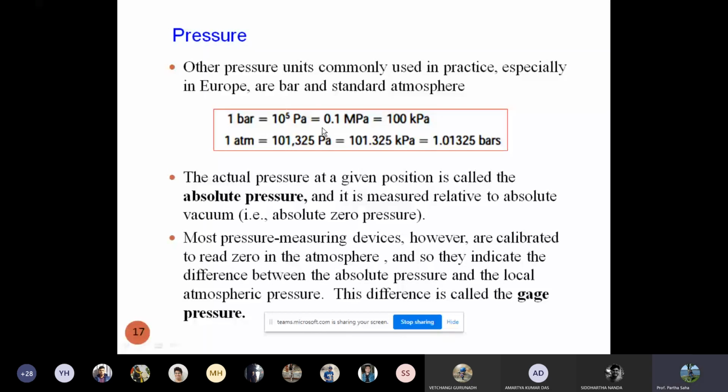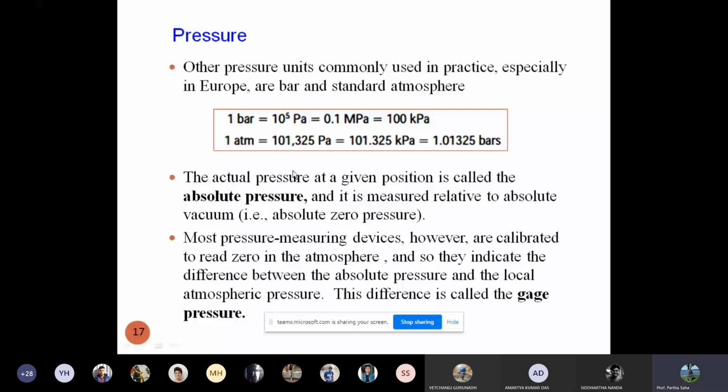Now, 1 atmospheric pressure is 101,325 Pascal, that is, 101.325 kilopascal, which is close to 1 bar. That's why I say 1 bar is 1 atmospheric pressure, but actually 1 atmosphere is a little higher, 1.01325 bar. But again, you can consider 1 atmospheric pressure to be 1 bar. Okay, that is bar pressure. Now, these are different terminologies being used.